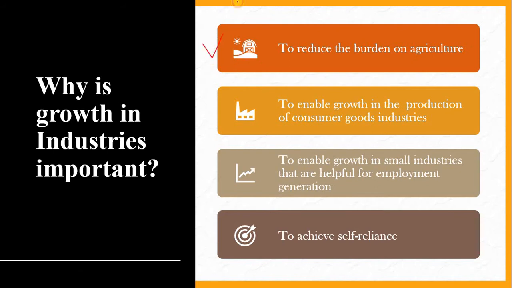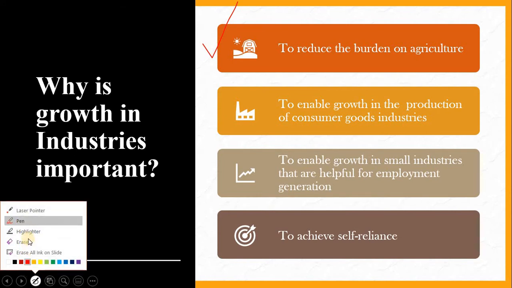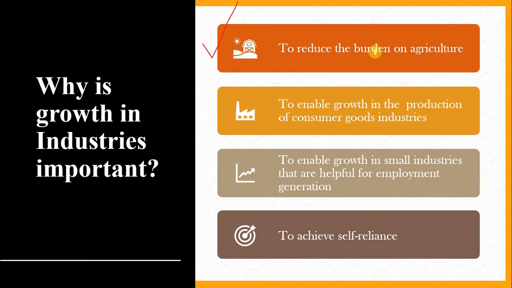First of all, it reduces burden on agriculture. It reduces burden means in one way, actually it helps agriculture. As I told you, by manufacturing tractors, it helps agriculture. That way it reduces burden. It supports agriculture. Second way, what it does, it gives employment to people who are depending only on agriculture.